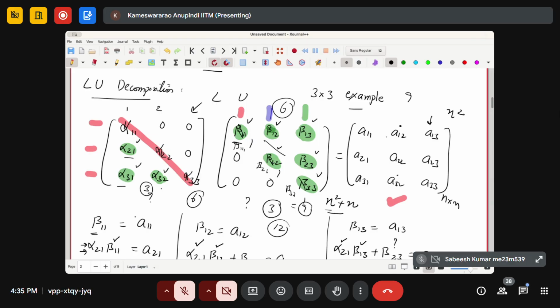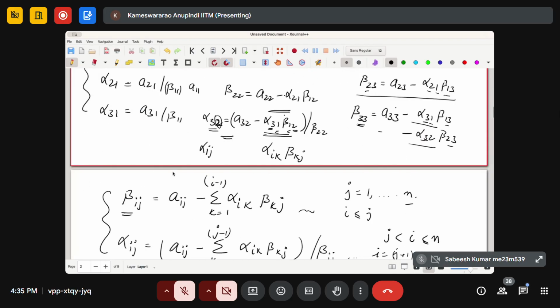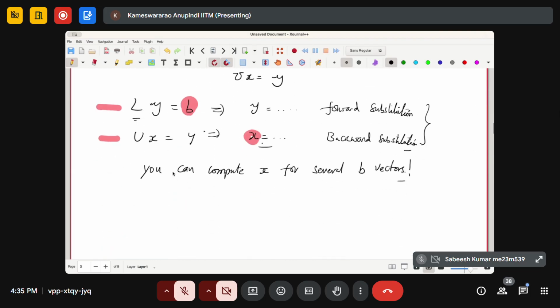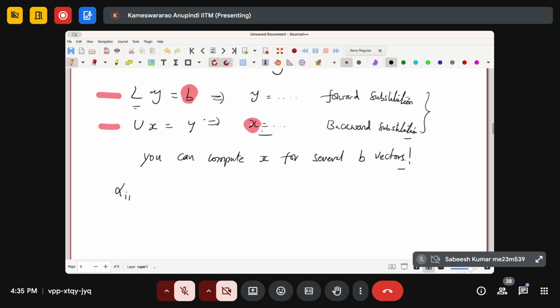You only have 9 equations, because you can only multiply these two matrices to get all the values that you have. So as a result, you should not do that. Either you have to put ones for the upper triangular matrix or for the lower triangular matrix. If you keep your alpha ii equal to 1, that particular algorithm is called Doolittle's algorithm.